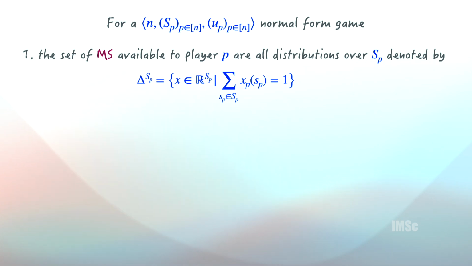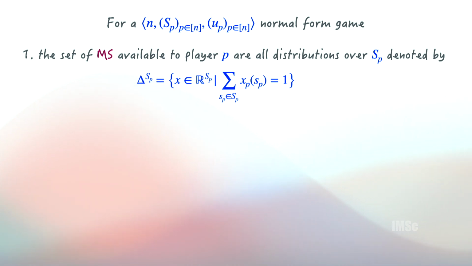XP evaluated on the small sP tells me the probability that player P plays action sP. And all of these possibilities should add up to 1. This is what a distribution is.